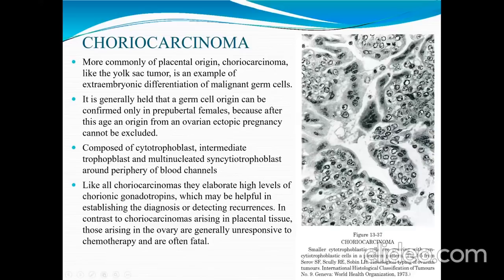Composed of cytotrophoblast, intermediate trophoblast, and multinucleated syncytiotrophoblast around the periphery of blood channels, like all choriocarcinomas, they elaborate high levels of chorionic gonadotropins, which may be helpful in establishing the diagnosis or detecting recurrences. In contrast to choriocarcinomas arising in placental tissue, those arising in the ovary are generally unresponsive to chemotherapy and are often fatal. As you can see in the photomicrograph here of the choriocarcinoma, smaller cytotrophoblastic cells are growing with syncytiotrophoblastic cells in a plexiform pattern.